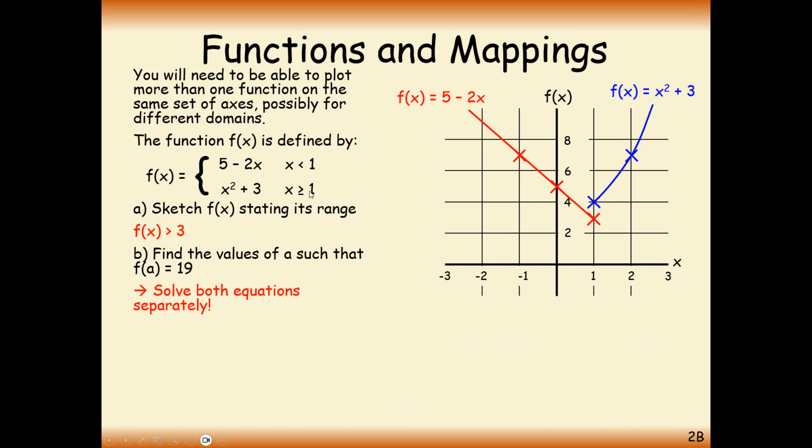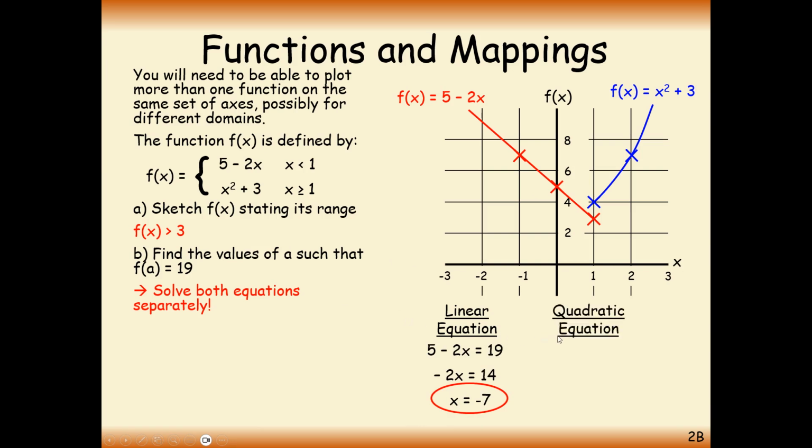We first of all write 5 minus 2x and set that equal to 19 and solve it. We'll get minus 7. When we put x squared plus 3 equal to 19 and solve it, we will end up with two answers. But can it be minus 4? Pause and think. No, it can only be positive 4 because when x is negative, we would have used the linear equation. Therefore, the answer is either minus 7 or positive 4.